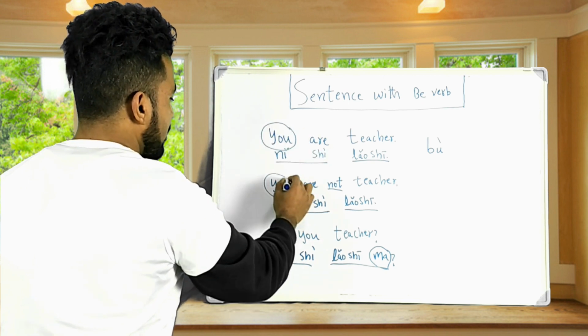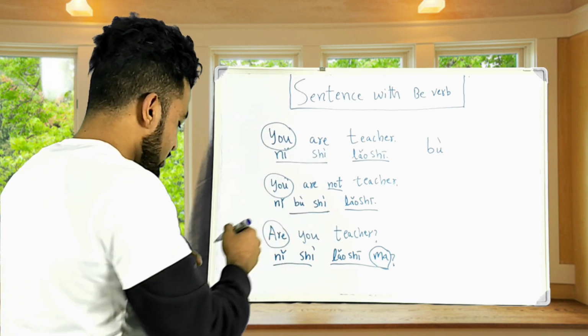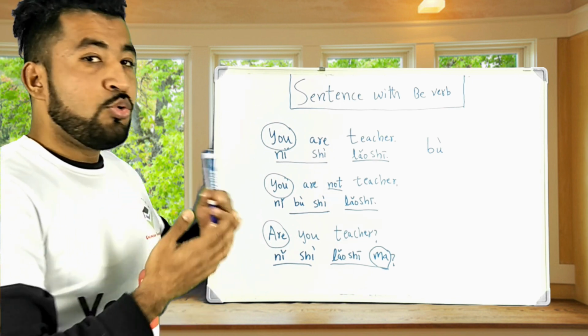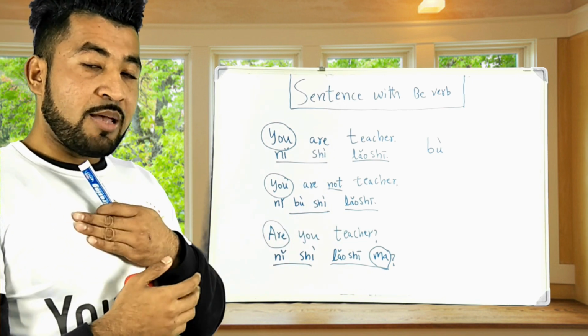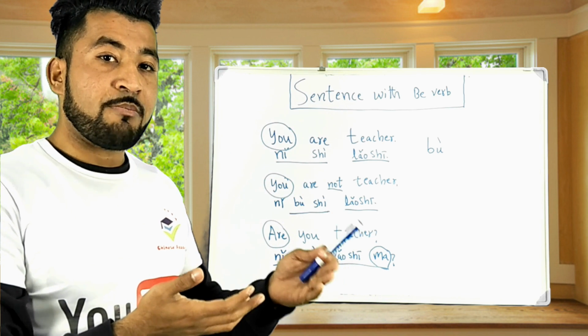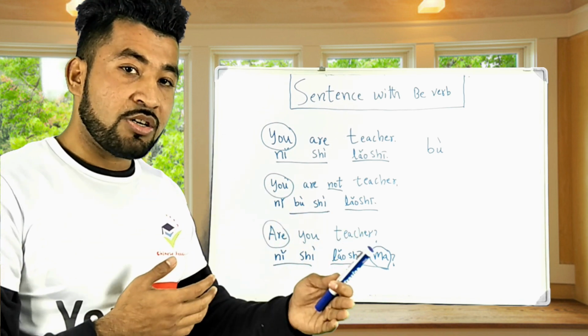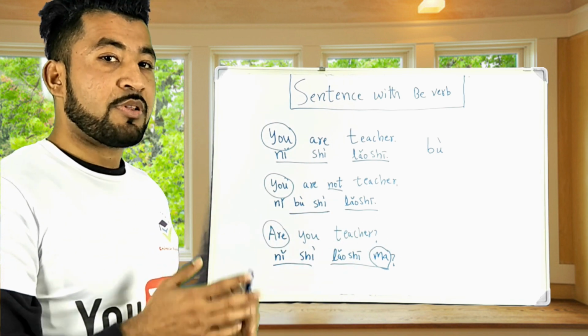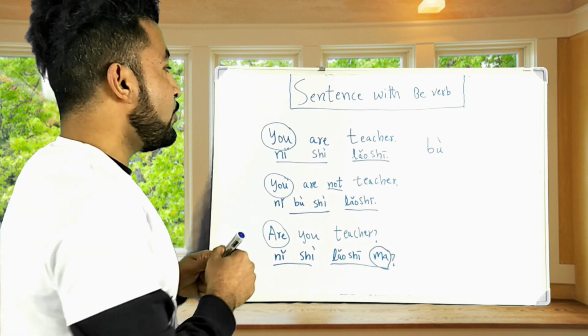For this subject pronoun, you can change it and you can practice on it. This is an example: you are a teacher. You can take examples: I am a teacher. My father is a teacher. My mother is a teacher. He is a teacher. She is a teacher. They are teachers.